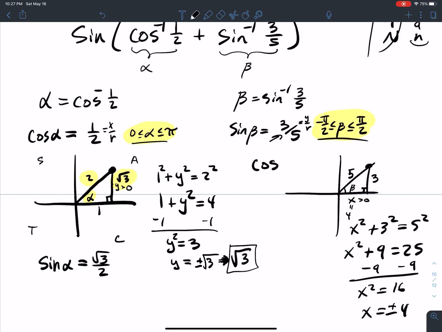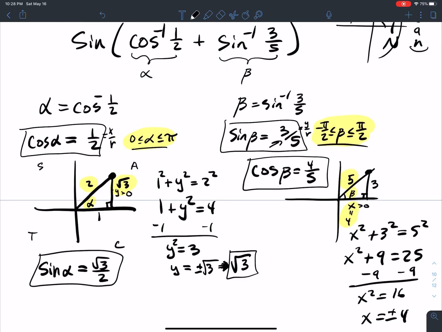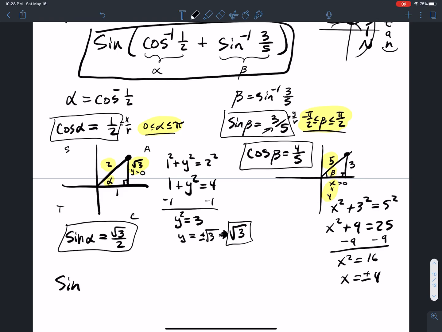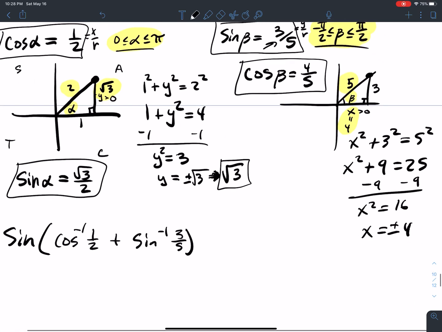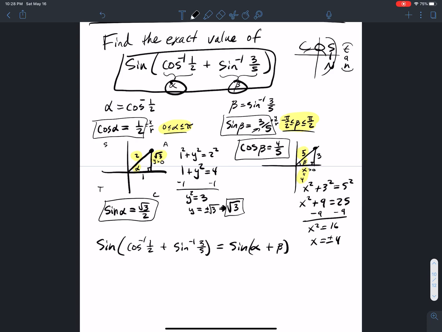Now, if I want the cosine of beta, what is cosine? It's adjacent divided by hypotenuse, which is 4 divided by 5. So now I think I have all the parts that I needed. Okay, so what am I going to do? I'm going to calculate this right here. Okay, so how do I do that? So the sine of cosine inverse 1/2 plus sine inverse 3/5. Okay, what is this equal to? Think of that as sine of alpha plus beta, right? Because I call this alpha and I call this beta.